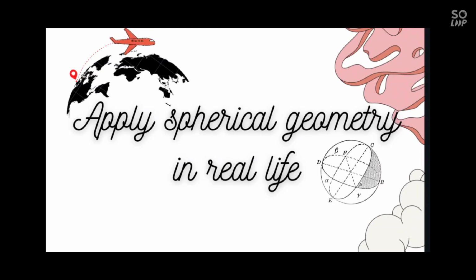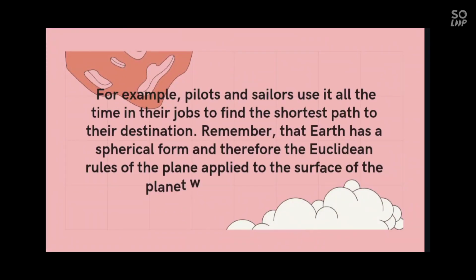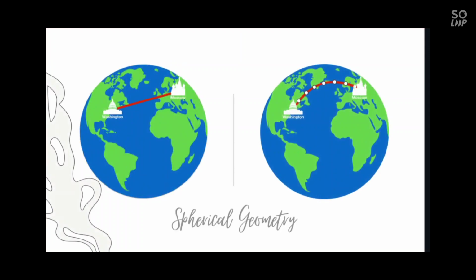Just consider the way to chart a plane's course. For example, pilots and sailors use it in their jobs to find the shortest path to their destination. Remember that Earth has a spherical form, and therefore the Euclidean rules of the plane applied to the surface of the planet won't work. This means that the shortest path between Washington and Moscow on the Earth's map is not a straight line, but rather a curved line that follows a line on the sphere that is Earth, as you can see in this presentation.